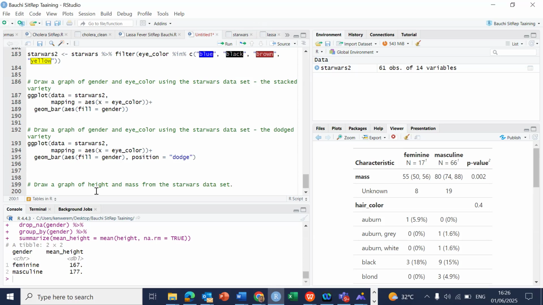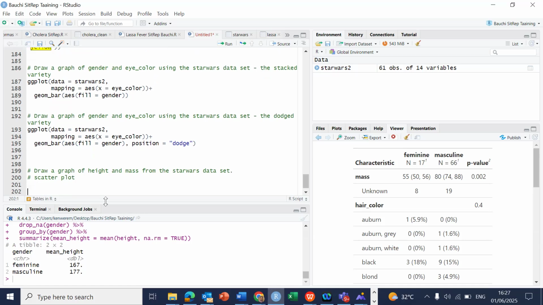So height is a numerical variable, mass is a numerical variable. So we're dealing with two numerical variables here. And we said the appropriate diagram for two numerical variables is what? Is a scatter plot, right? Yes, it's a scatter plot. So it's the same principle.